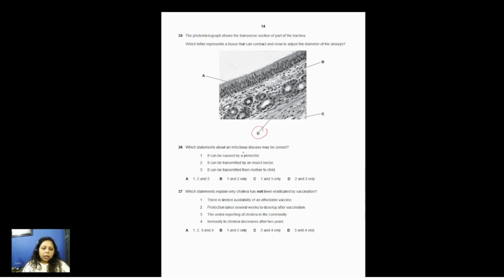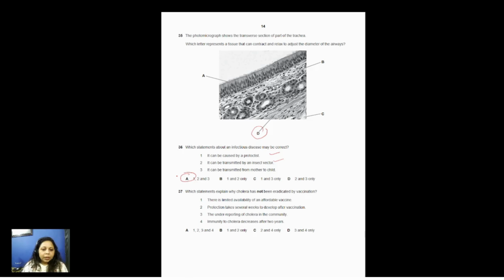Which statement about an infectious disease may be correct? Number one, it can be caused by a protoctist. Yes, it can be. It can be transmitted by insect vector. Yes, a mosquito is an example. It can be transmitted from mother to child. Yes, it can be. So answer is A.